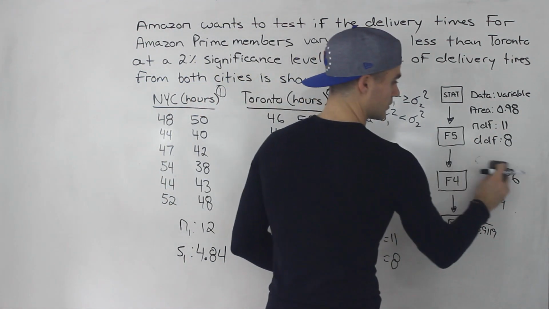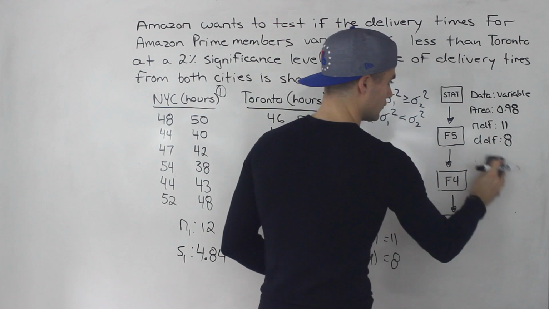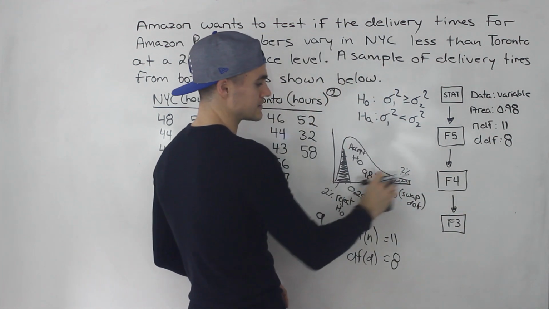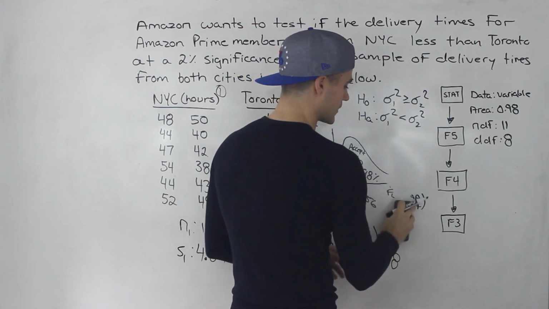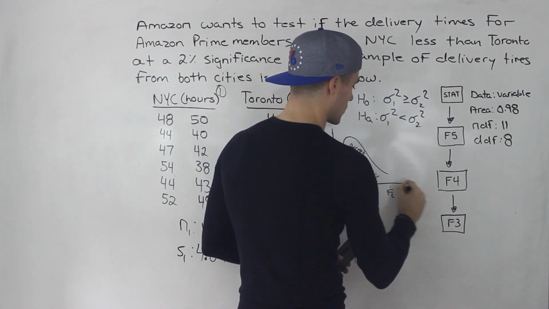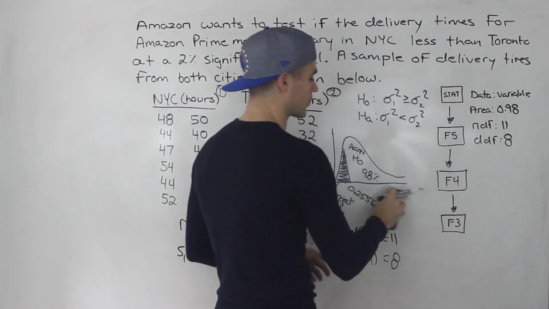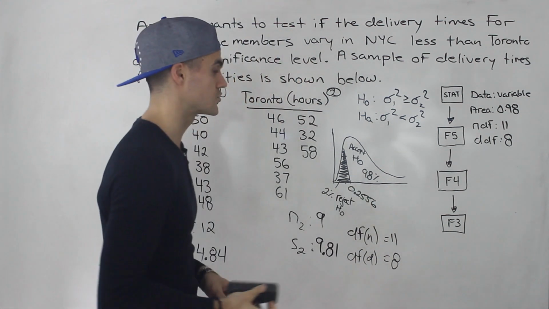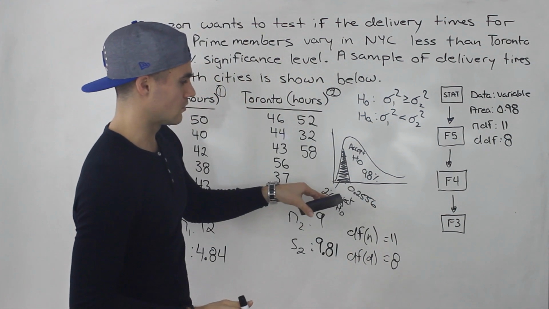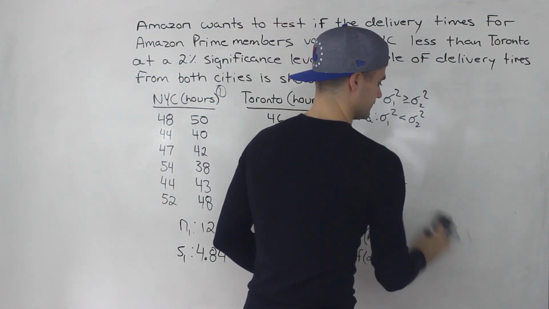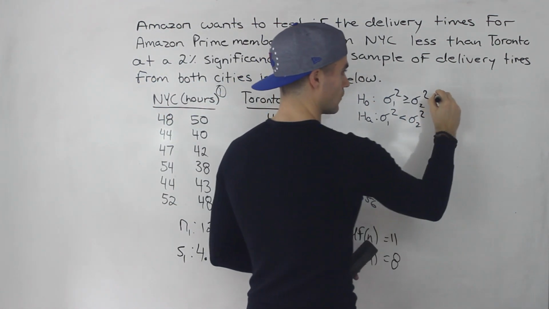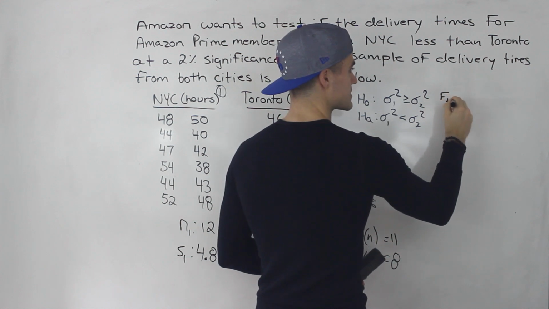But if you're just using the calculator, all you have to do is plug in that whole right-tailed area of 98%. You don't have to worry about swapping degrees of freedom. You don't have to worry about finding an upper critical value first. So once you have that critical value, then all that's left to do is to find what that F test statistic is.